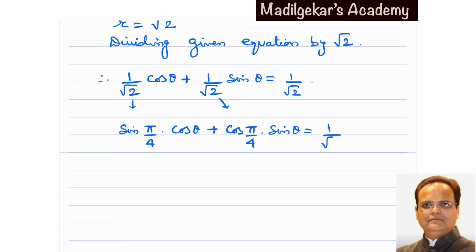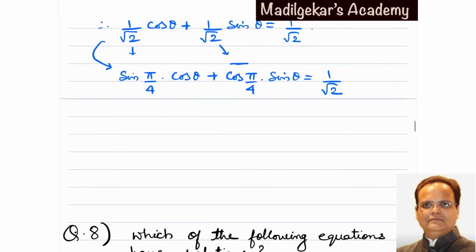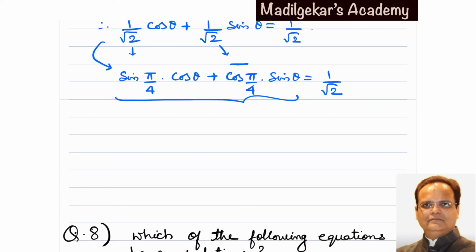RHS same. Here you can replace it by cos pi by 4 instead of sin pi by 4 also. But here you will replace in that case sin pi by 4. LHS is of the form sin A cos B plus cos A sin B, which is sine of pi by 4 plus theta. And to the right side, 1 by root 2 means sine pi by 4.